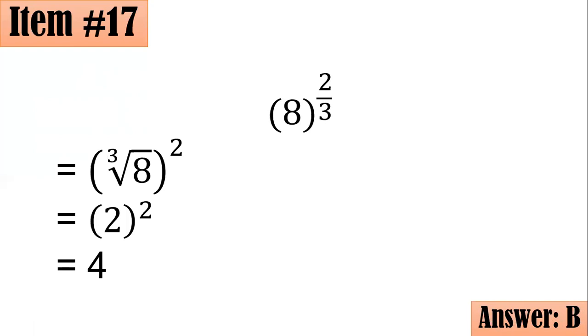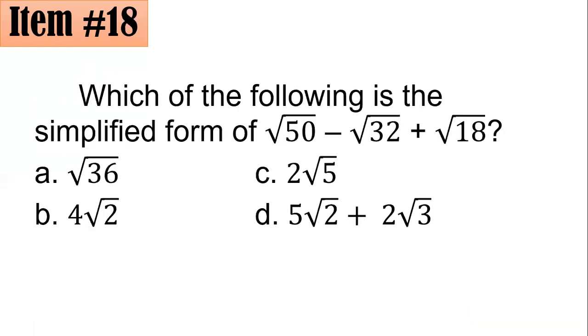Moving on to the next one. Number 18. Which of the following is the simplified form of square root of 50 minus square root of 32 plus square root of 18? Is it square root of 36, 4 square root of 2, 2 square root of 5, or 5 square root of 2 plus 2 square root of 3?